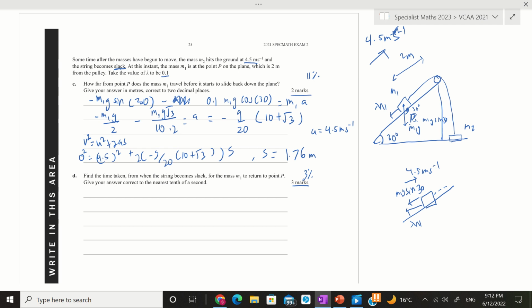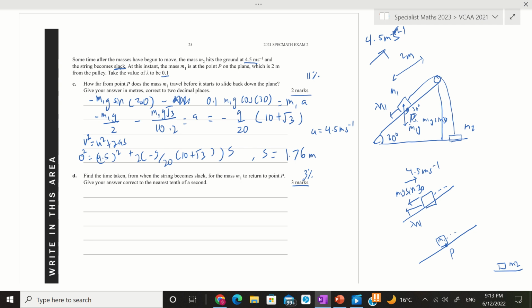If I draw the diagram for you again, I'll just model the motion of m1. So we have the point P here, and m1 starts at point P. When it reaches point P, obviously m2 has already hit the ground. It's no longer involved in the motion anymore. It's no longer pulling m1 or influencing the movement of m1 in any way.